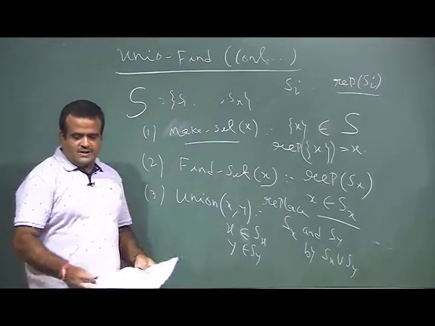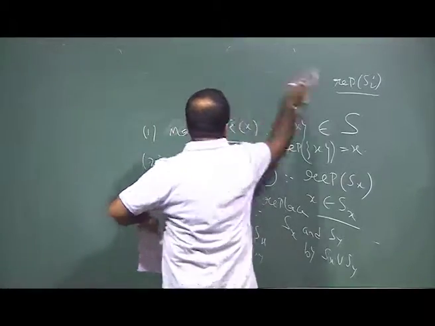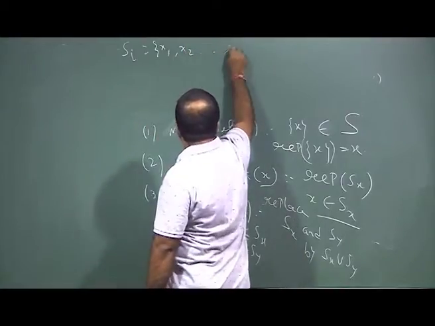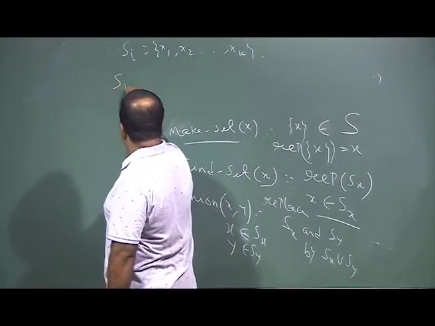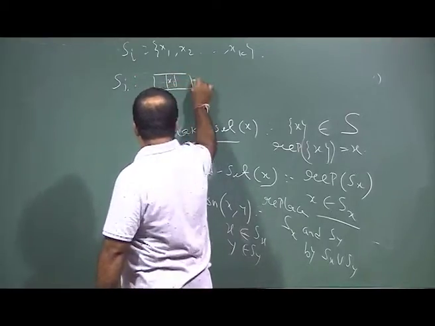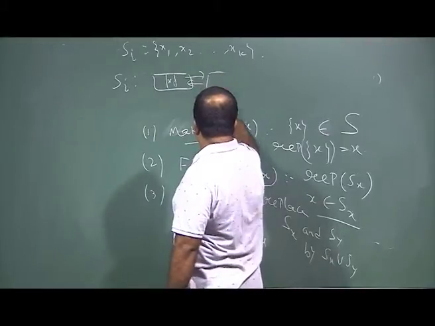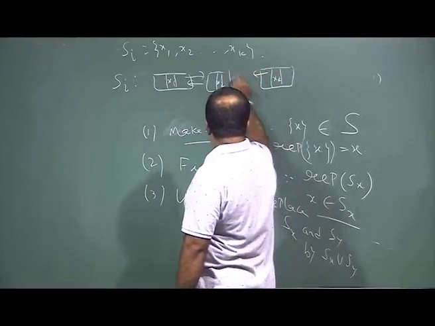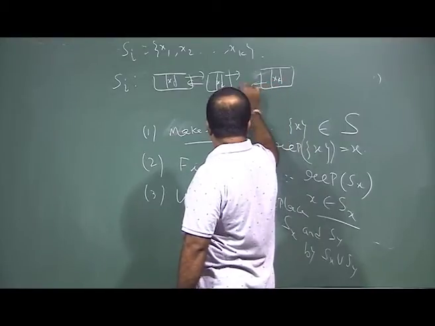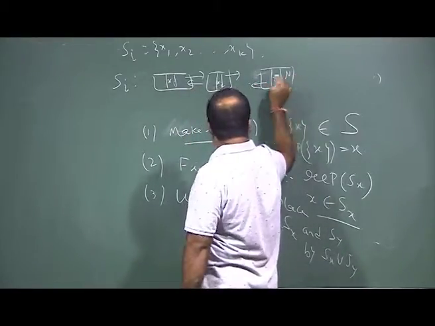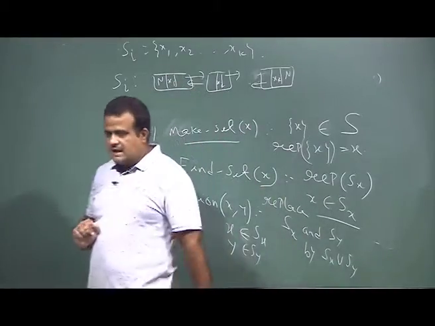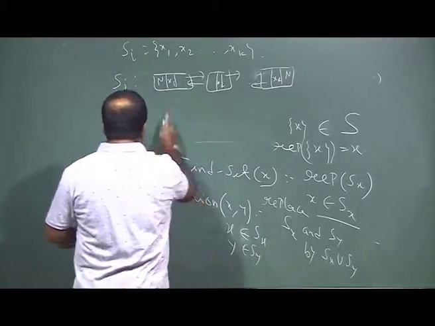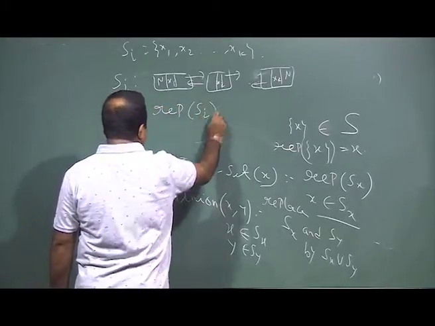We have seen one data structure, the doubly connected linked list. We represent each Si, say Si is x1, x2, dot dot dot, xk, with null at both ends. This is the way we represent a set using a doubly connected linked list, as we saw in the last class, and the representative element is the first element, the value of the first node.